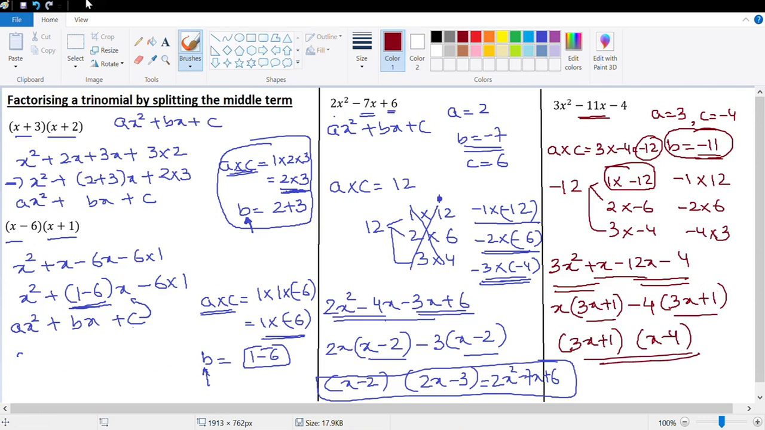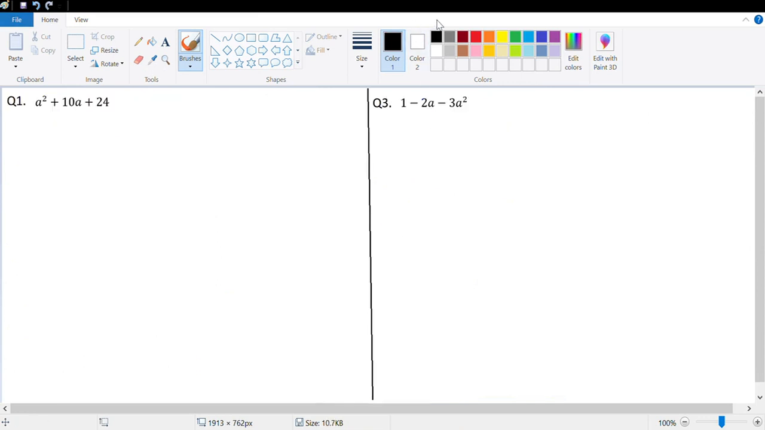Right, so let's look at some questions from the exercise and see how we go about it. The first question is question number 1: a square plus 10a plus 24. Here a is equal to 1, b is equal to 10, c is equal to 24. So I need to find factors of 1 into 24, the sum of which would be 10. 4 into 6. Yes, I've got the factors.